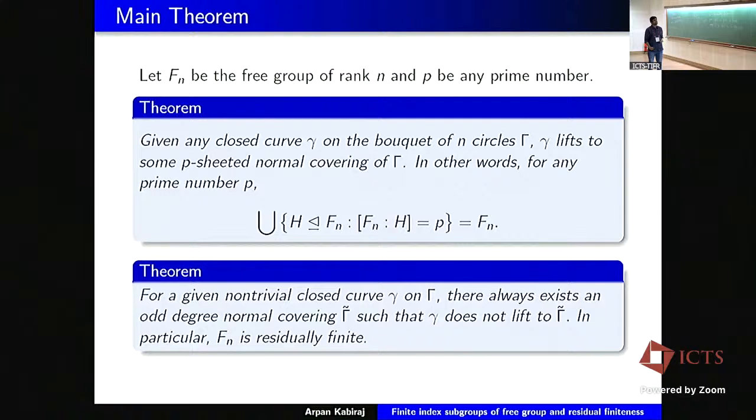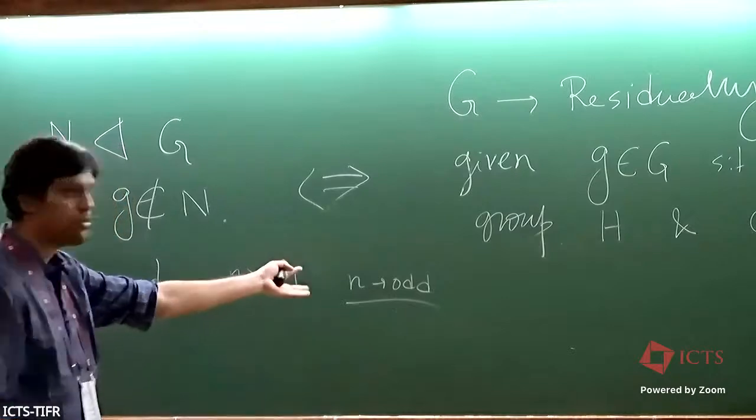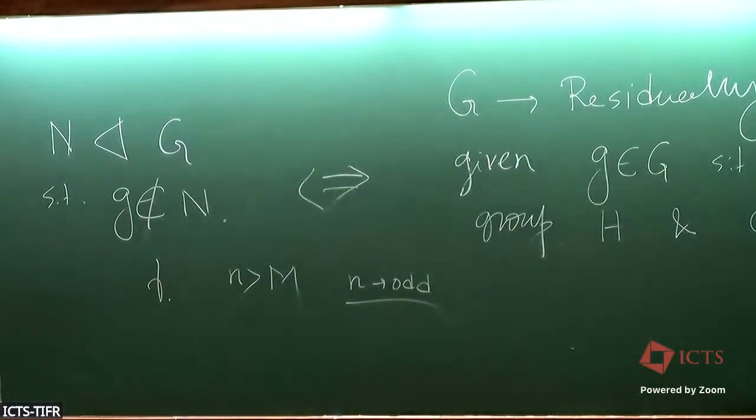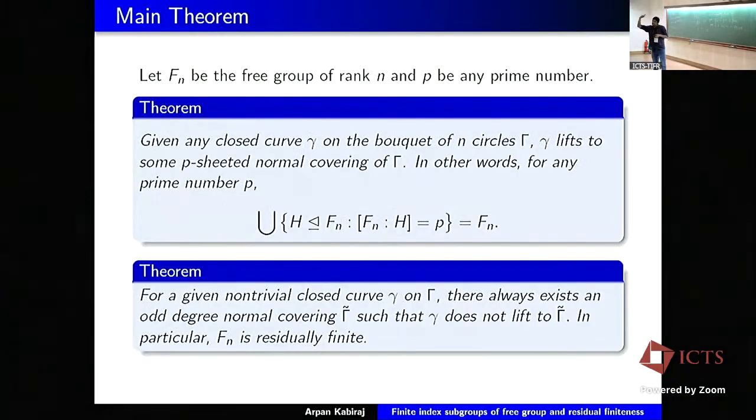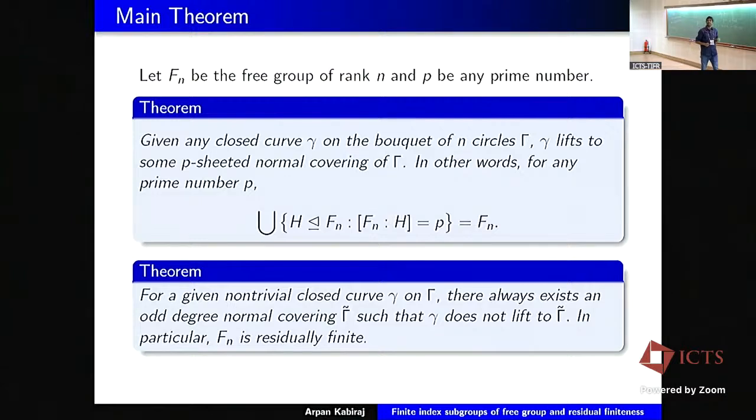And the other version of this, for any given non-trivial curve gamma, is sort of a quantified residual finiteness. There always exists an odd degree normal covering to which it does not lift. In particular, this is residual finiteness. In fact, what we proved is a bit stronger. For any element gamma, there will be some integer m such that if I take any n greater than or equal to m, and n is odd, then this gamma does not lift to any of them. So for every curve, I get an integer. If you give me any odd integer bigger than that number, you can always find a covering of that index where it does not lift. It's more of a quantified version of residual finiteness.